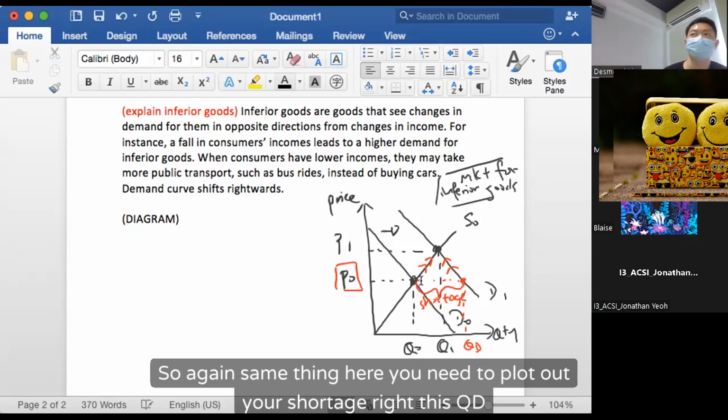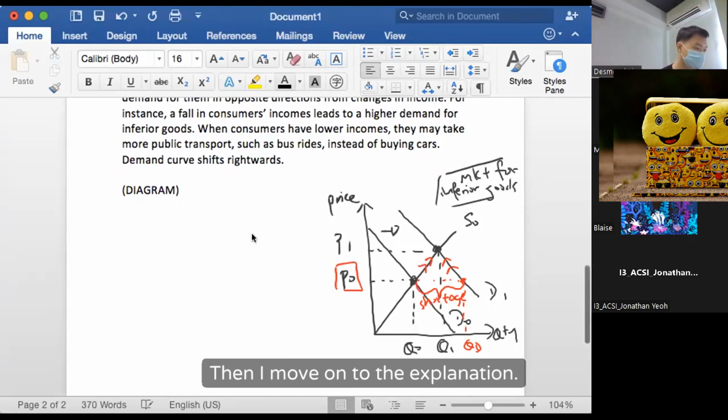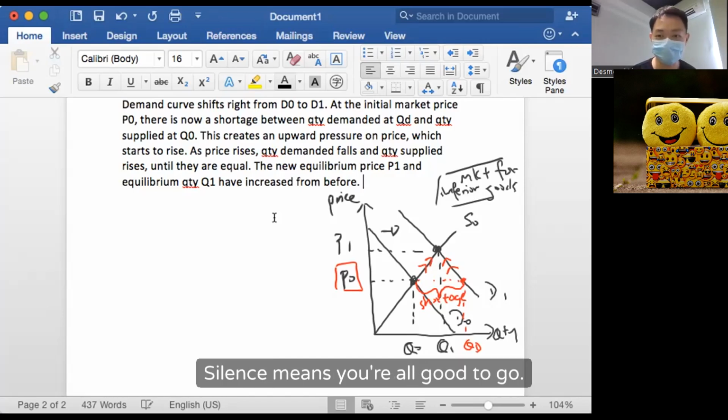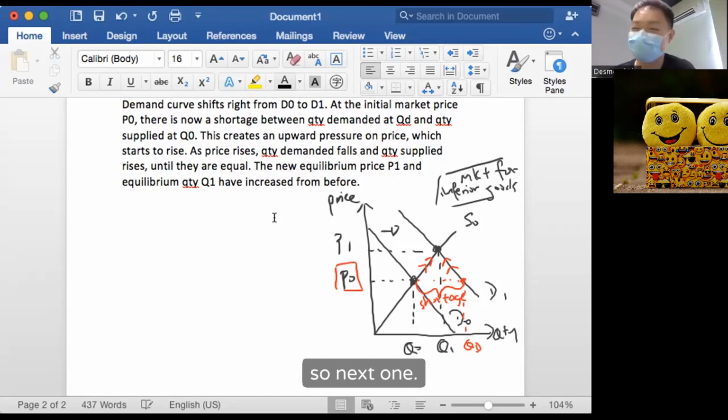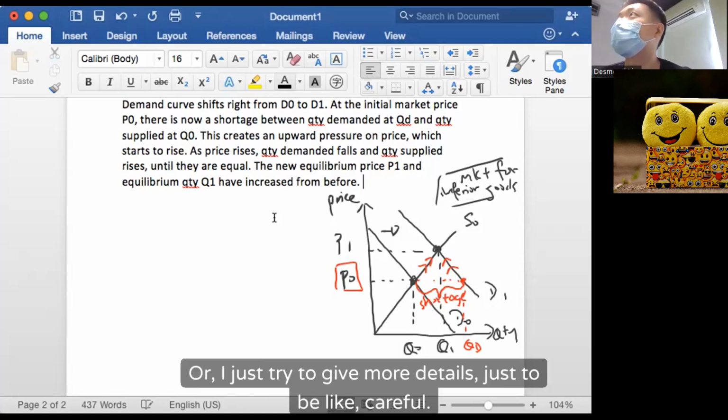You need to plot out your shortage, right? This is Q, and then you have the upward pressure leading to the new equilibrium. Okay, no issues. Then I move on to the explanation. Okay, no questions. Silence means you're all good to go. So next one, thank you. Shortage part, QD, Q0. The shortage.